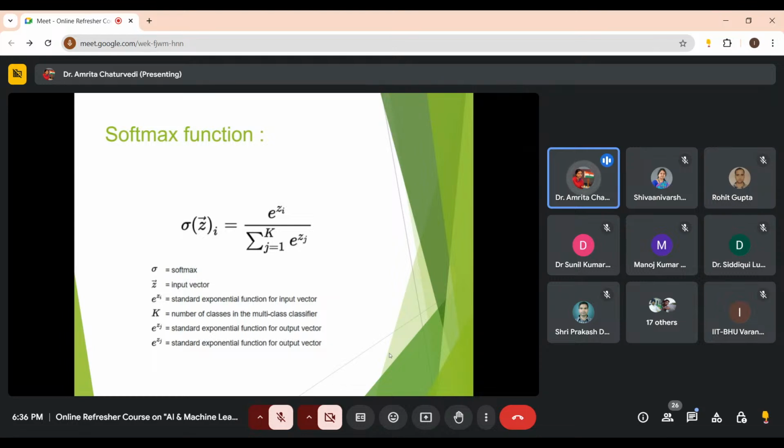The softmax activation function looks like this. Sigma z is equal to e to the power z_i upon summation j equal to 1 to k of e to the power z_j. Here sigma is your softmax value and z is your input vector. e^z_i is the standard exponential function for the input vector, and e^z_j is the standard exponential function for the output vector. K is the number of classes in the multi-class classifier.